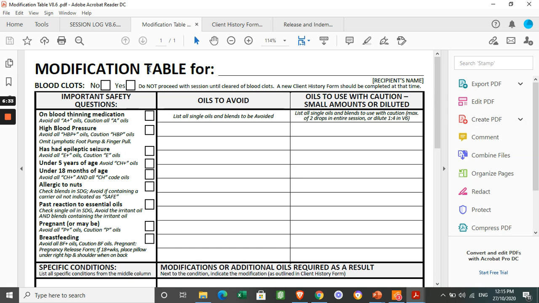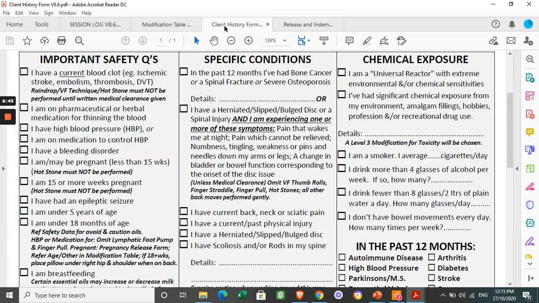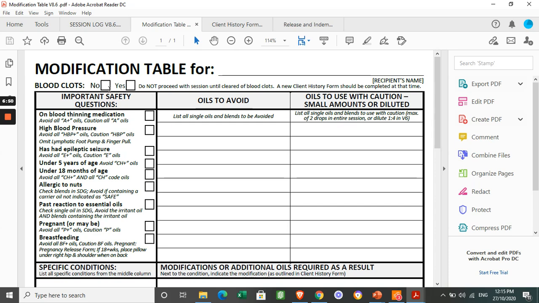So at the top you'll see here modification table for whatever the recipient's name was. First thing it says, blood clots. If they had ticked yes that they had a blood clot, it tells you in bold italics what's going to happen, and on the modification table it tells you the same thing. So if they'd said yes, do not proceed with session until cleared of blood clots. A new client history form should be completed at that time.